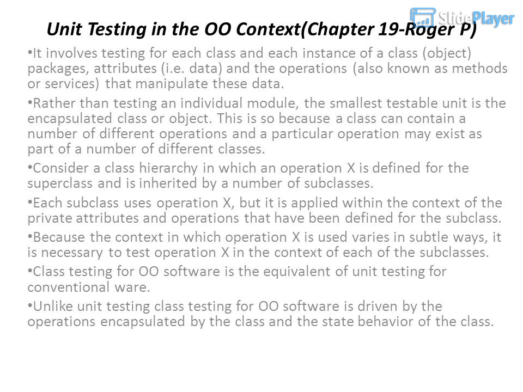This is so because a class can contain a number of different operations and a particular operation may exist as part of a number of different classes. Consider a class hierarchy in which an operation X is defined for the superclass and is inherited by a number of subclasses. Each subclass uses operation X, but it is applied within the context of the private attributes and operations that have been defined for the subclass. Because the context in which operation X is used varies in subtle ways, it is necessary to test operation X in the context of each of the subclasses.